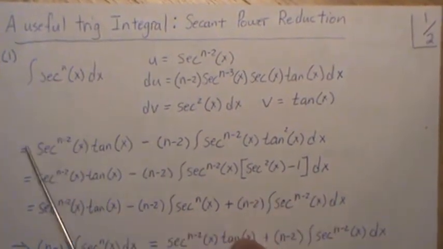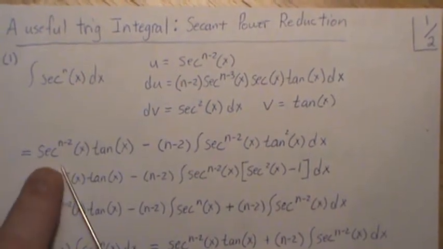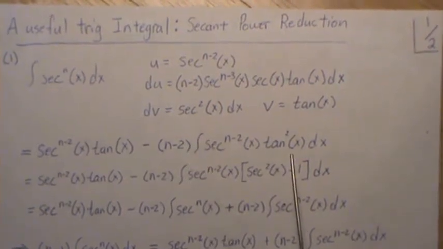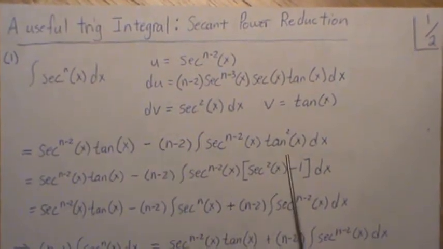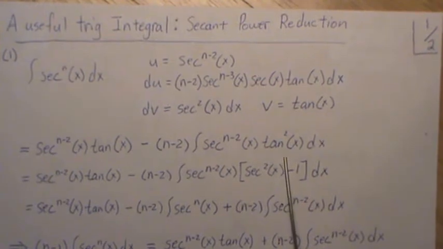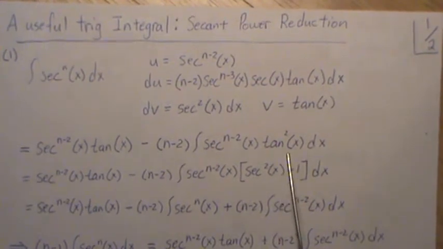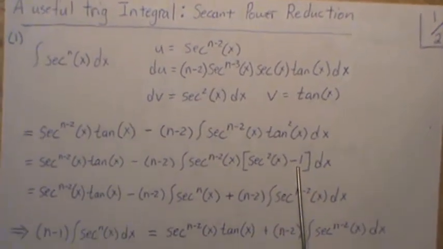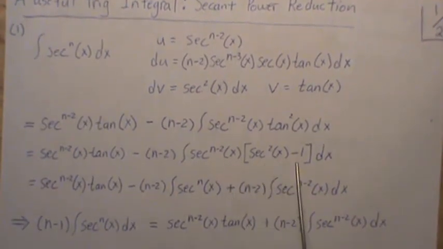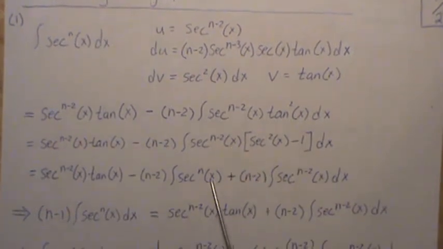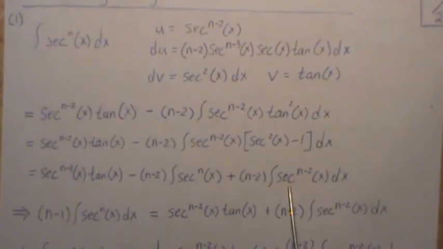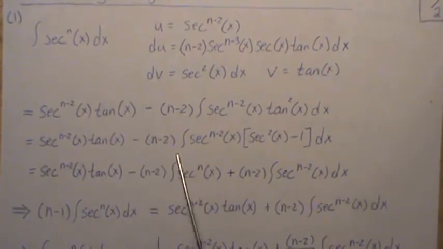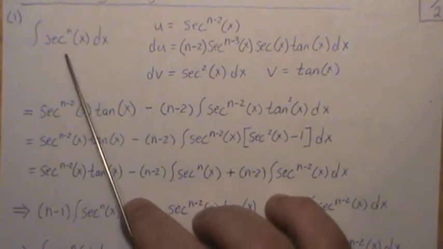So this equals, and this is uv minus the integral of v du, and then it equals this piece right here. Now everything comes down, but we're going to replace tangent squared with secant squared minus 1, and then we'll distribute the secant^(n-2), and it becomes this. Then this piece right here will add to the other side to this.